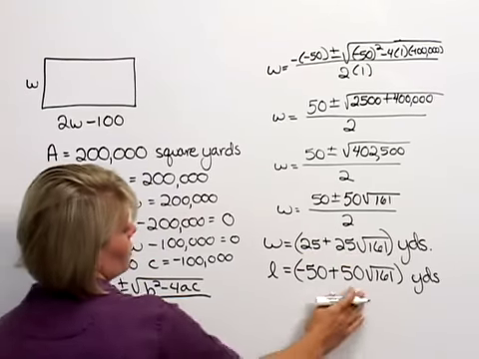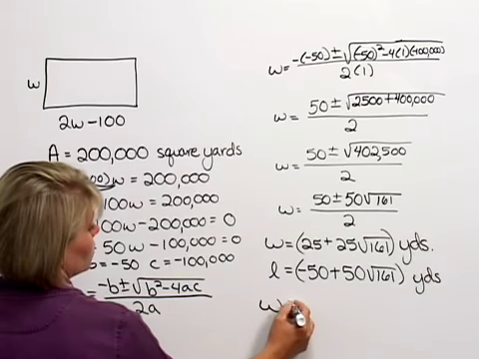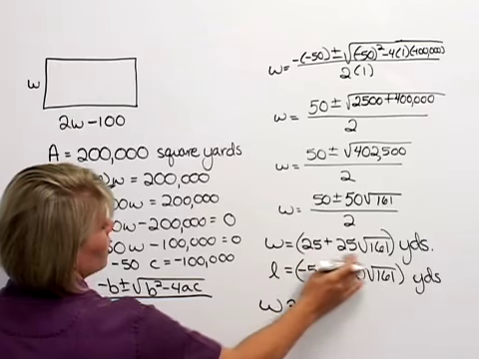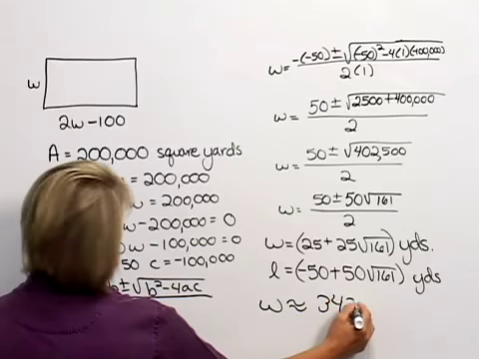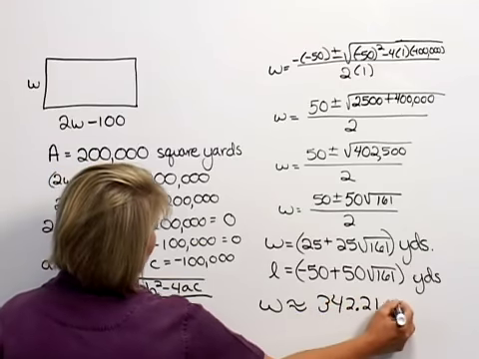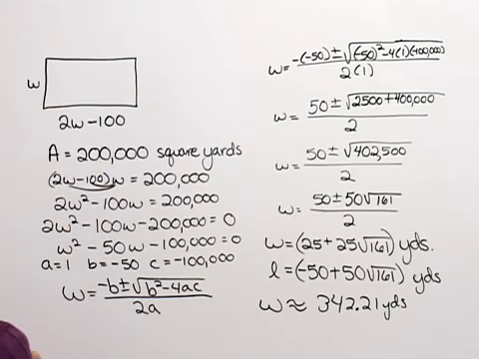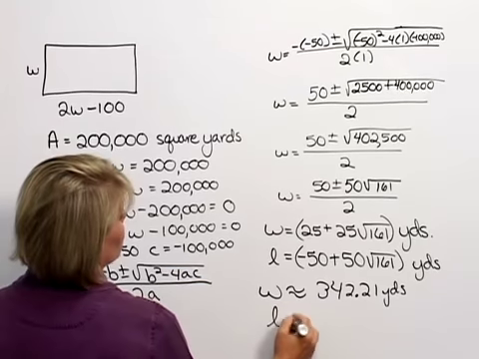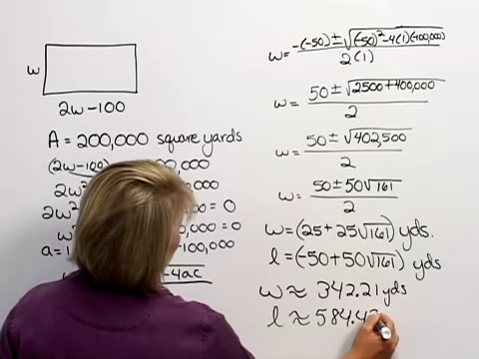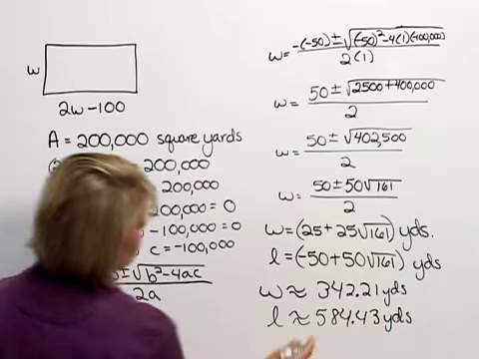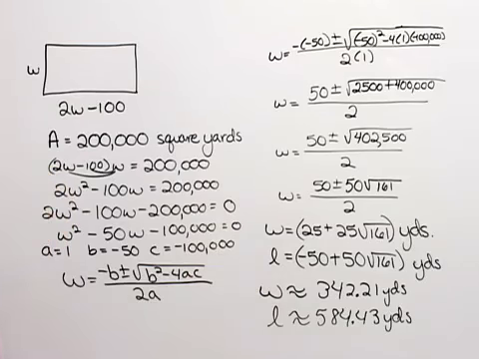These are the exact answers, which is what Part A wanted. Our approximate answers, which is Part B, you can get from your calculator. If you calculate that out, the width is approximately 342.21 yards. The length, if you calculate that out in your calculator, will be approximately 584.43 yards, which Part B wanted as the approximate answers, and Part A wanted your exact answers there.